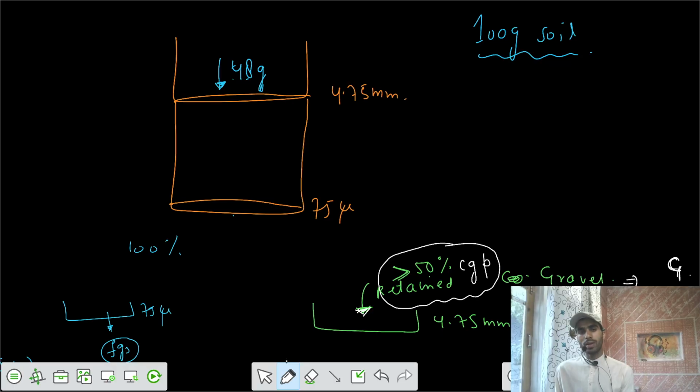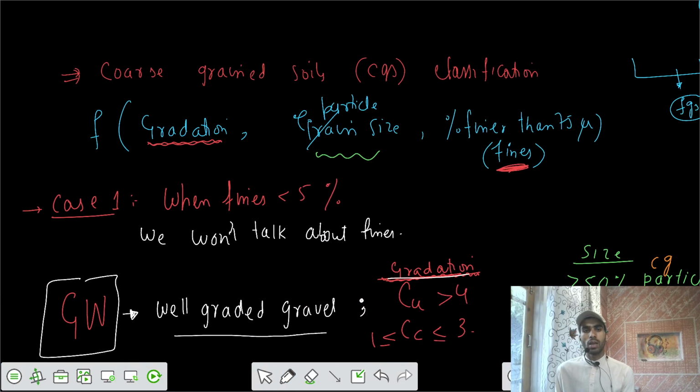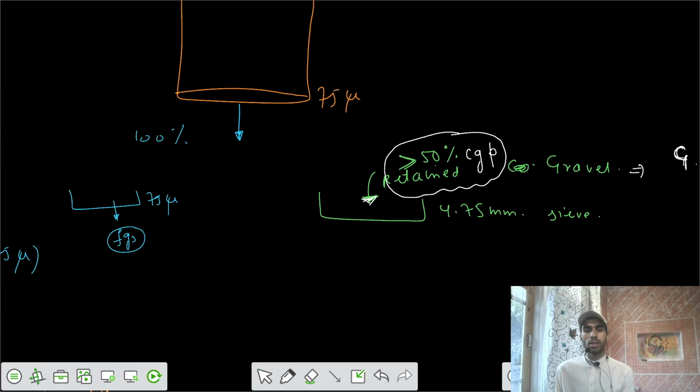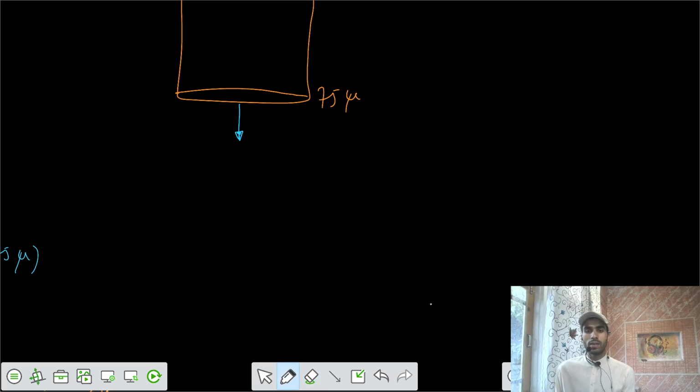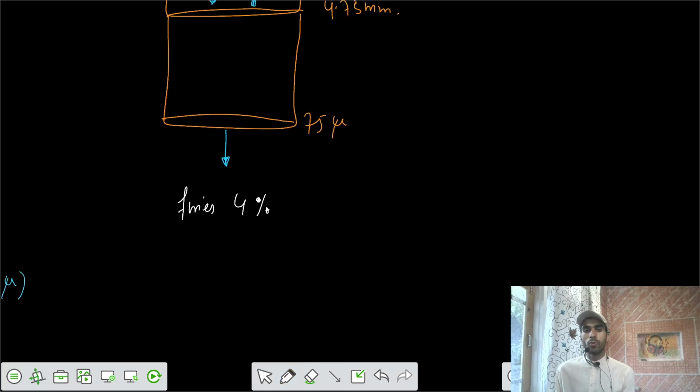And our passing is less than 5%. Our percent fines are less than 5%. Let's say that out of the total, your percentage fines are 4%.